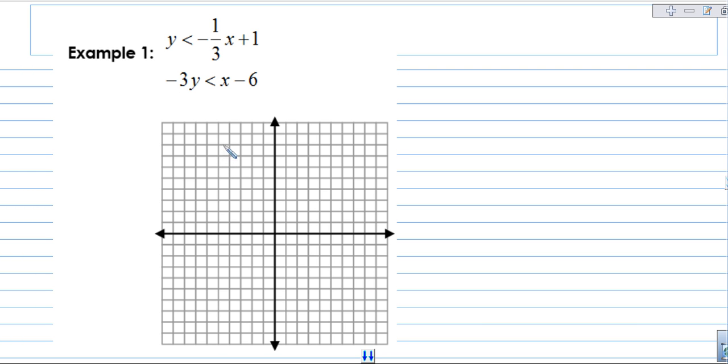The first step is to make sure you have all your equations solved for y. In my yellow equation here, it's already solved for y. But you'll look at my pink equation here, and it's not. So we need to go ahead and solve that one for y. I'm going to take my negative 3y is less than x minus 6, and solve it for y. To get y by itself, I need to divide by this negative 3.